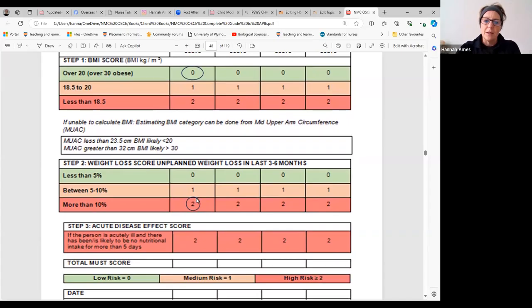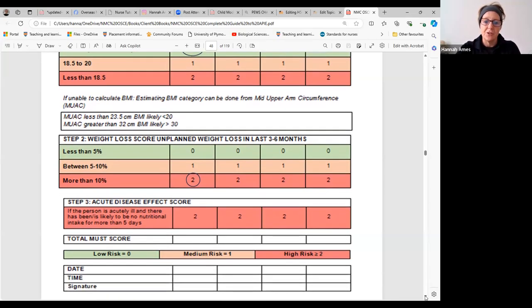The weight loss is normally more than 10%. That's been scored as a 2. Again, you don't need to do anything, just add it up. They don't fall into the category for an acute disease effect score because they are not acutely ill. You're visiting in their home, they're not acutely unwell, and they haven't had a history of no nutritional intake for greater than 5 days. So just leave that alone. Sometimes nurses panic and think that should be circled, and they circle this step 3, and then obviously it causes a fail. So just add up what's been circled only.